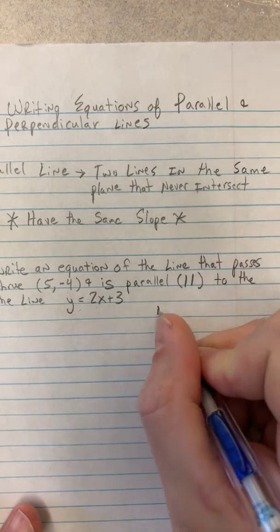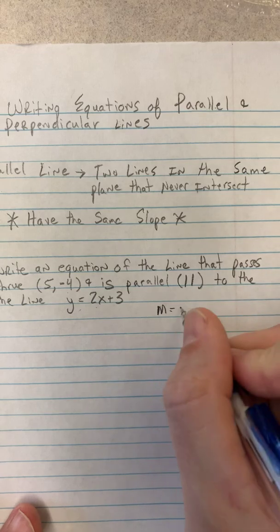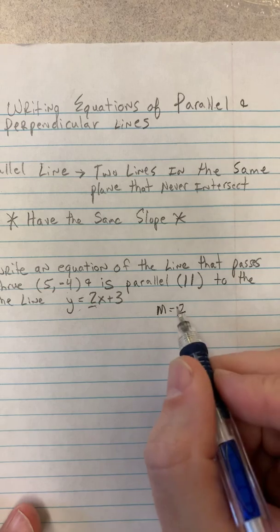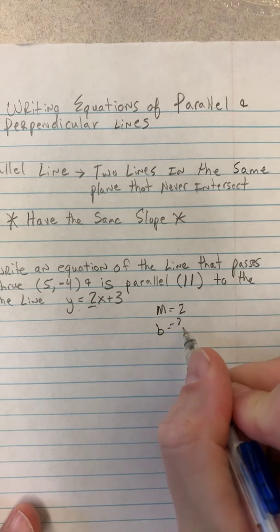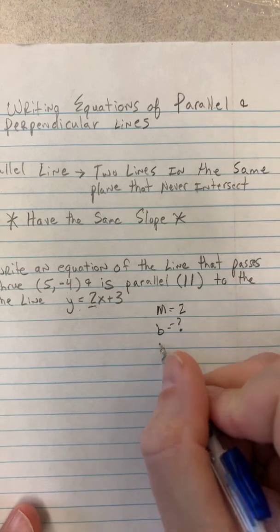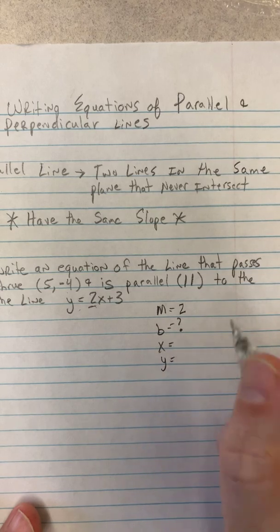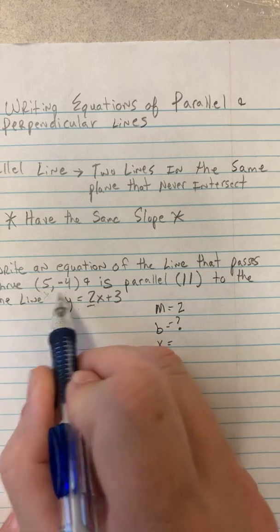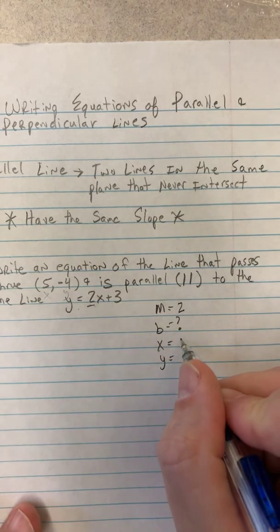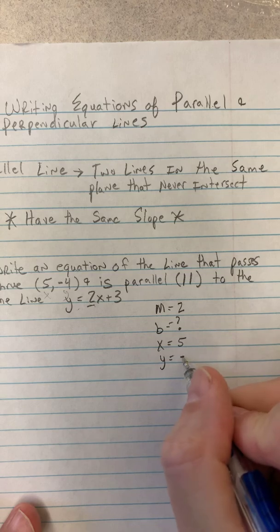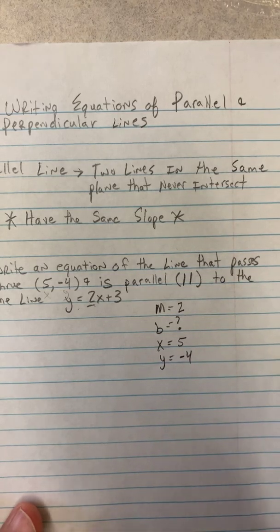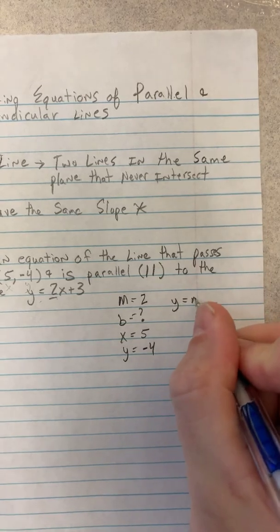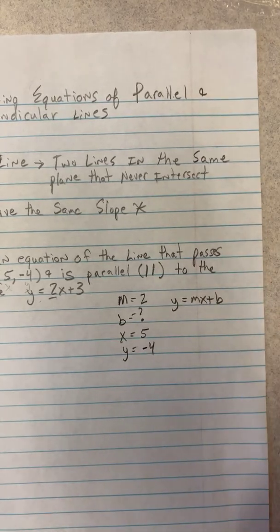To write the equation for my new line, you know your slope is going to be 2 because it's parallel to that line. I don't know what b is. You have an x and you have a y right back from up here. Here's your x, here's your y, just like what we did before. X is 5, y is negative 4. And we're just going to use it just like what we did before. Y equals mx plus b.